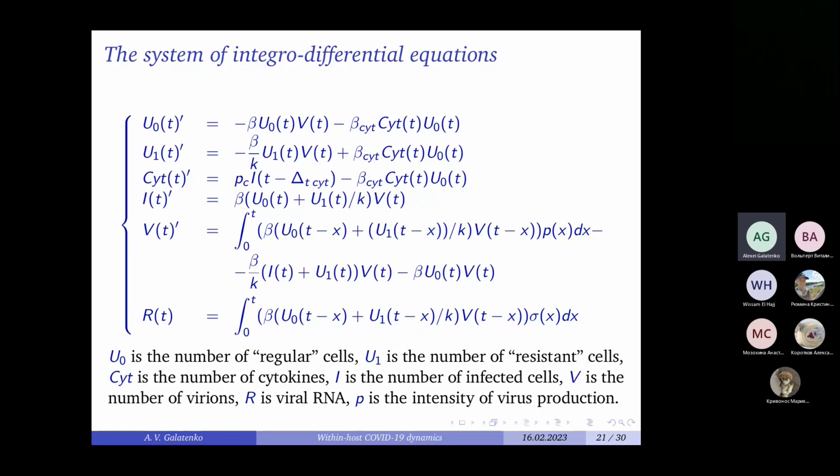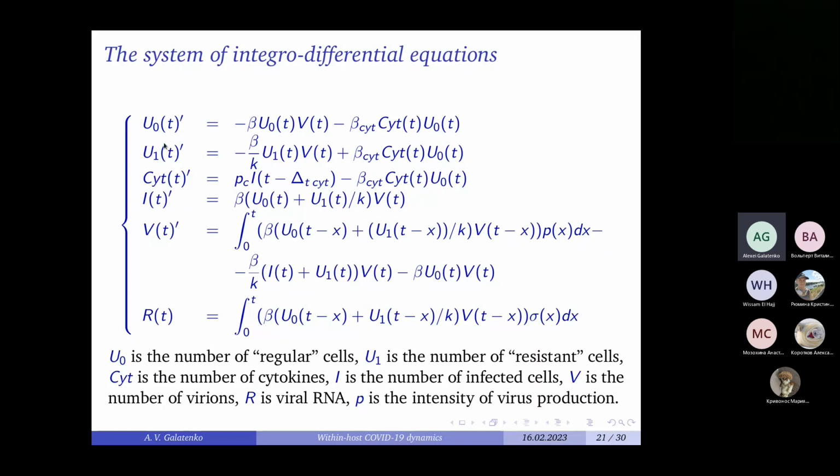Thank you very much. So here is the system in 6 variables and 6 equations. U0 is the number of regular healthy cells. And a healthy cell can either get infected with intensity beta. This is similar to the term from the simple models, or it can be made resistant. Here, just the viruses are replaced with cytokines. And this term is also very similar to the ones considered in the simple models.